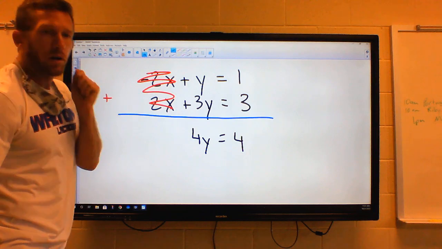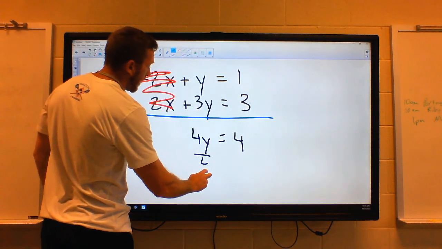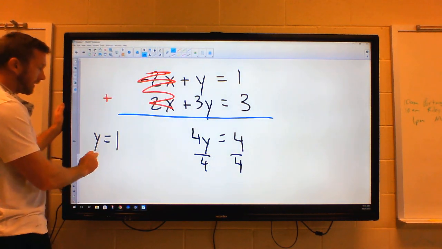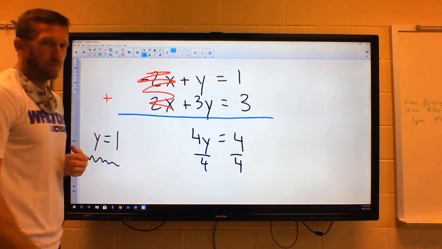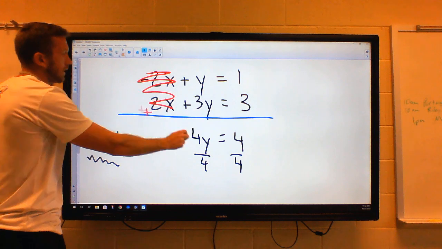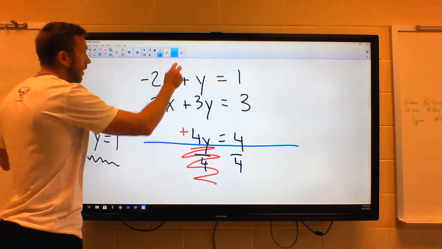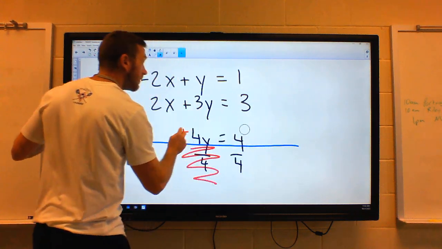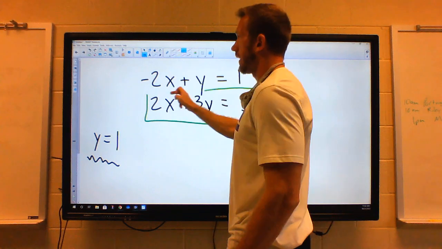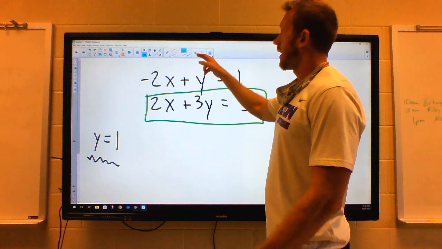We now have a one variable equation that we can solve. I divide by 4. I have a side note that y now equals 1. That's just a side note. That's not the answer. But that is half of our answer, is identifying the y value. Now we take that information that y equals 1 and we substitute it into either equation. I'm just going to plug it into this equation right here, okay? Since it's just right there for me.